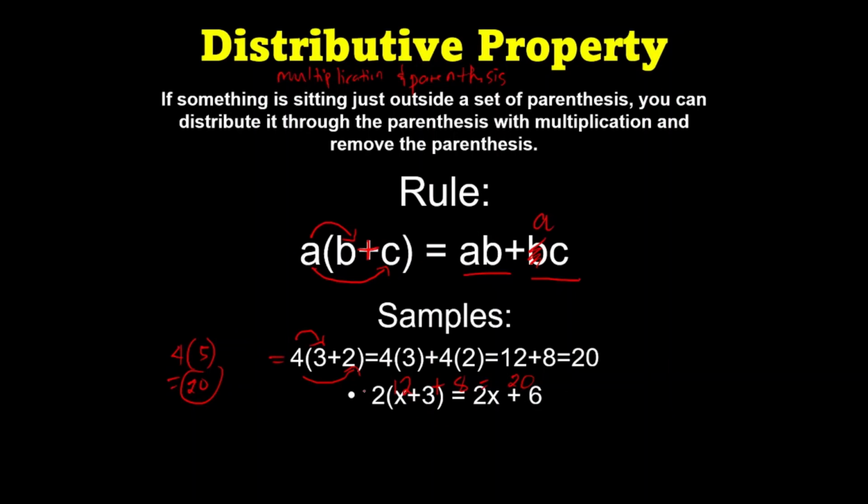So, si 2, didistribute mo lang siya kay x at kay 3. So, magiging 2 times x is 2x, 2 times 3 is 6. Next, negative. Yung negative dito, i-multiply natin yung negative dun sa nasa loob. So, i-distribute lang natin siya dito at dito. So, negative times 3 is negative 3, and negative times positive x is negative x. So, ganun yung distributive property.